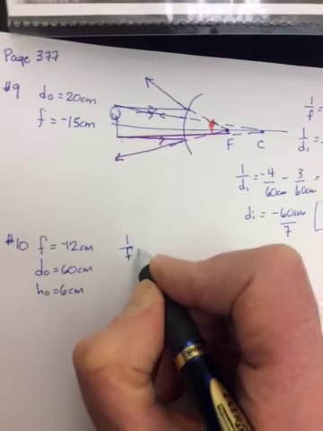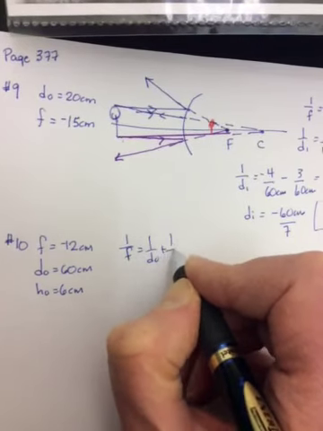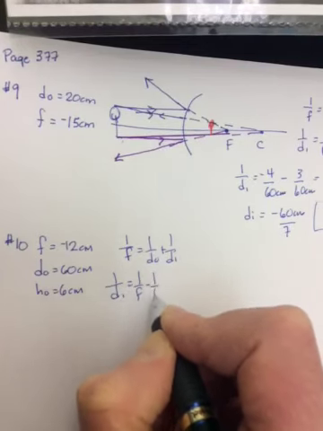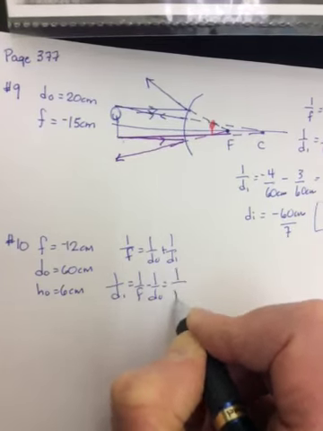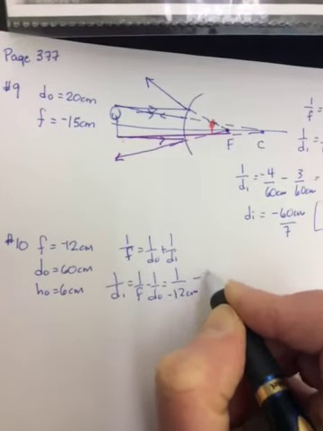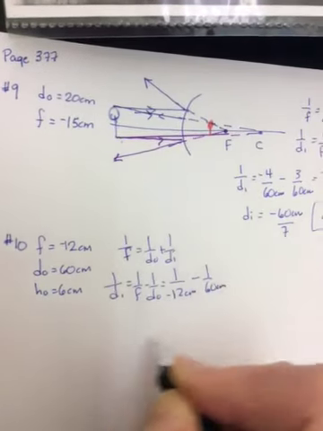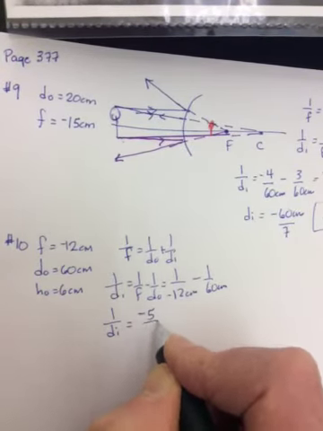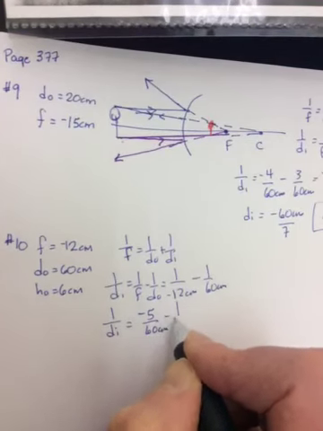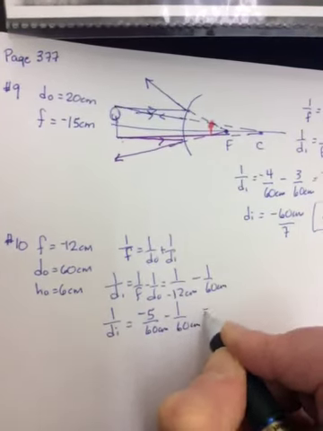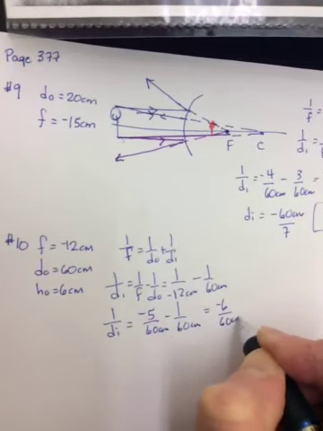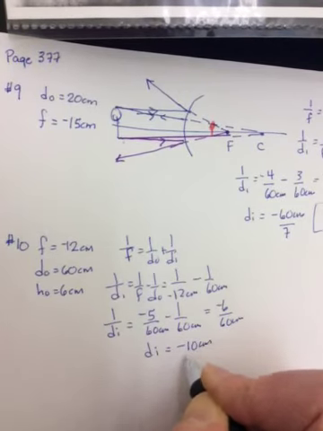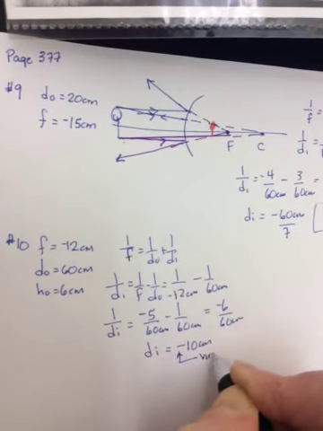So 1 over F is equal to 1 over DO plus 1 over DI. So 1 over DI is equal to 1 over F minus 1 over DO. 1 over negative 12 minus 1 over 60. Common denominator is 60. So 1 over DI is equal to negative 5 over 60 minus 1 over 60, which should be about negative 6 over 60. DI is equal to negative 10 centimeters, where again the negative means virtual.